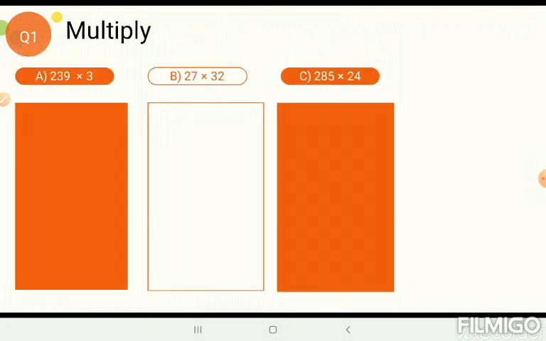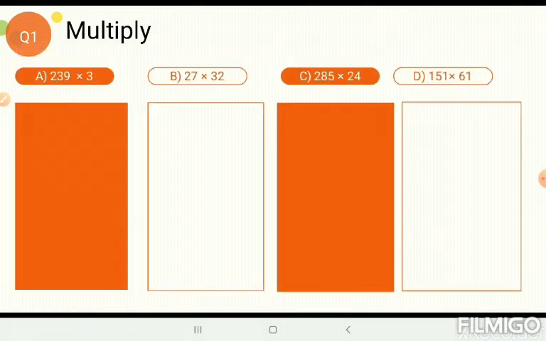Children, now I want you all to do these questions in your notebook. Let's start doing some questions based on what we have learnt today. The first question: we have to multiply 239 by 3, a 3-digit number by a single-digit number. Ones, tens and hundreds.